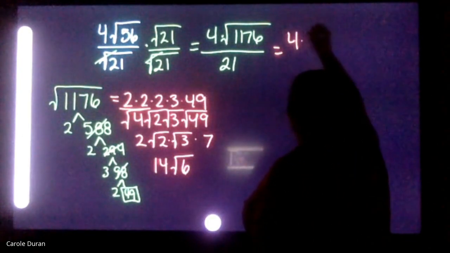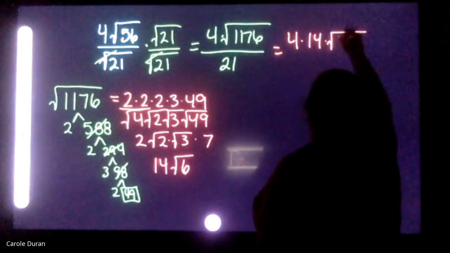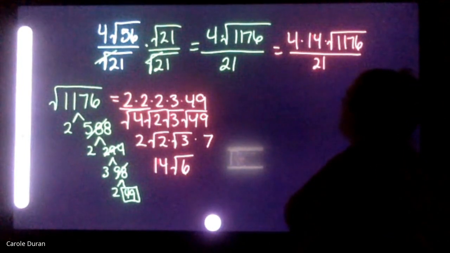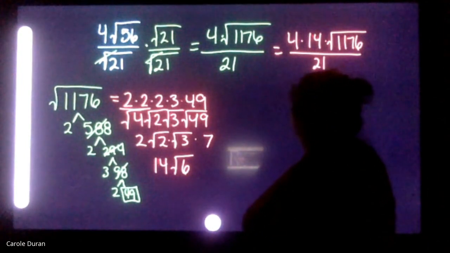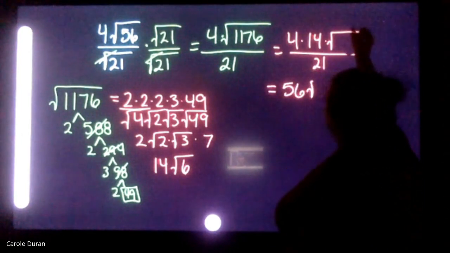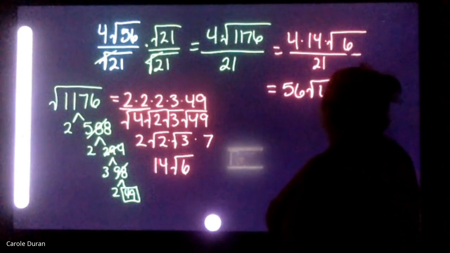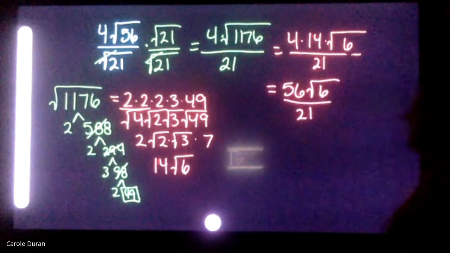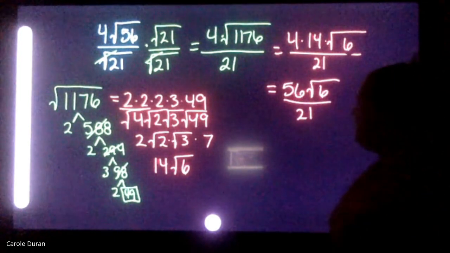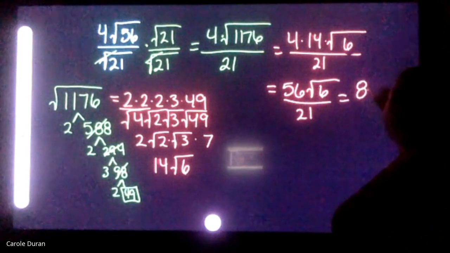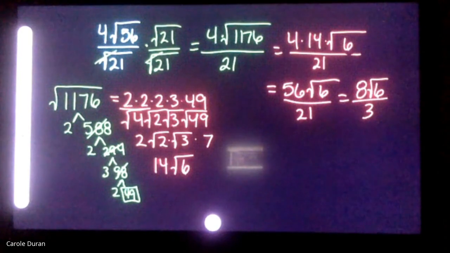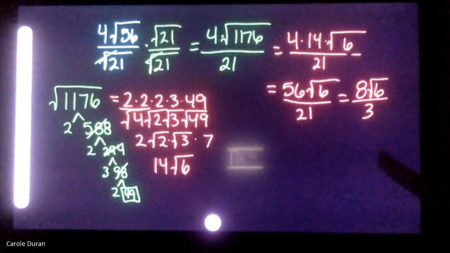So when I do, I get 4 times 14 times the square root of 1,176 all over 21. I can multiply the 4 and the 14 together. And when I do, I get 56 times the square root of 6. 56 times the square root of 6 over 21. Then I see if I can divide anything out of 56 and 21. Turns out I can take 7 out. And when I do, I'm left with 8 root 6 over 3. Because 56 divided by 7 is 8. 21 divided by 7 is 3.